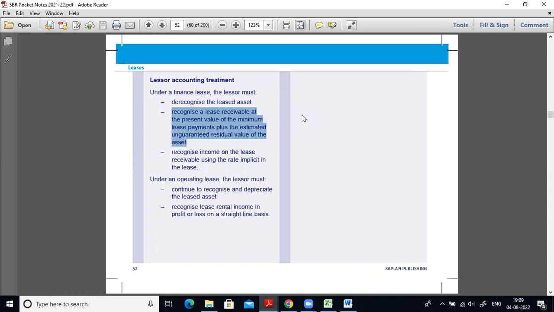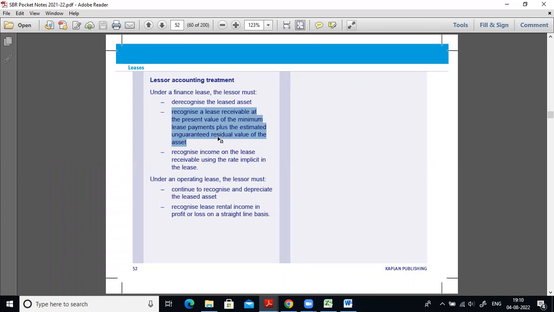Then we need to recognize the income on the lease receivable using the implicit rate of the lease. How will we recognize this income? In the second step, we computed this lease receivable, the present value of the minimum lease payments. Recognize the income on the lease receivable using the rate implicit in the lease. Whatever the implicit rate of interest is, on that basis we'll recognize the income. It is just like the finance cost.